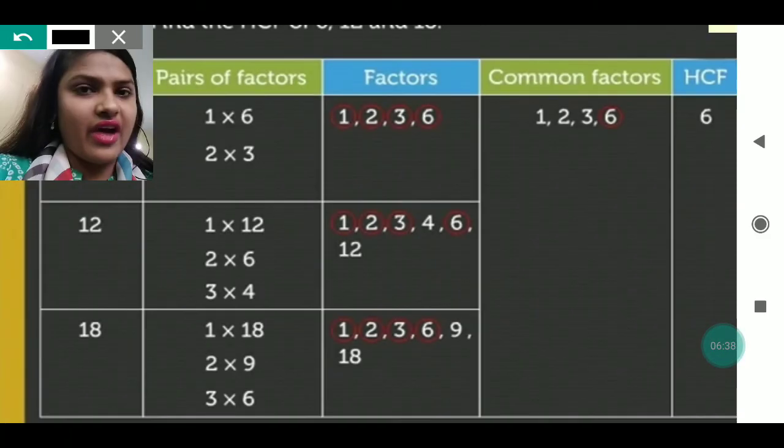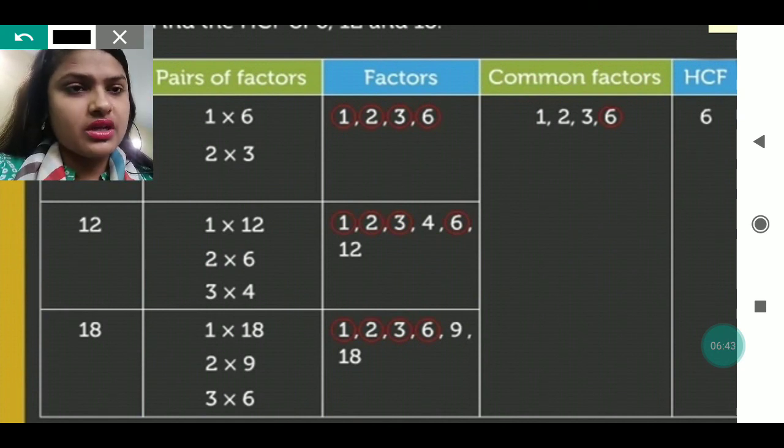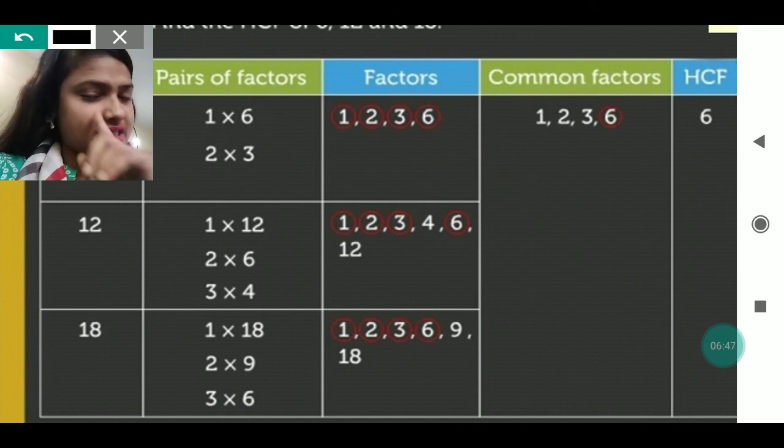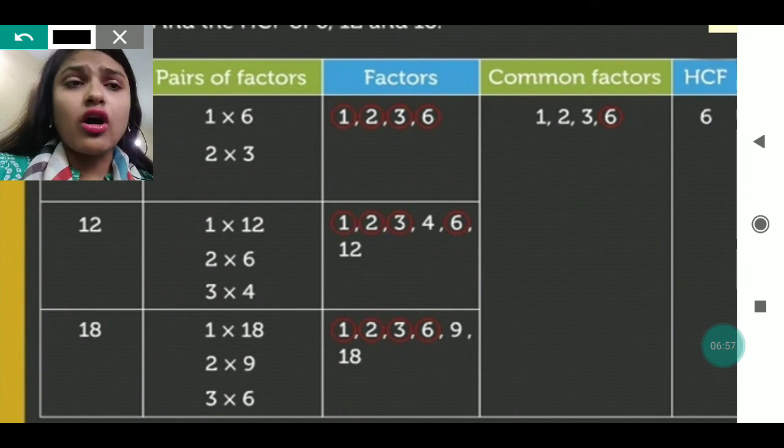After finding the factors, I have written all the factors separately. Factors of 6: 1, 2, 3, 6. Factors of 12: 1, 2, 3, 4, 6, 12. Factors of 18: 1, 2, 3, 6, 9, 18. After writing them all, I will take out the common factors of all 3.